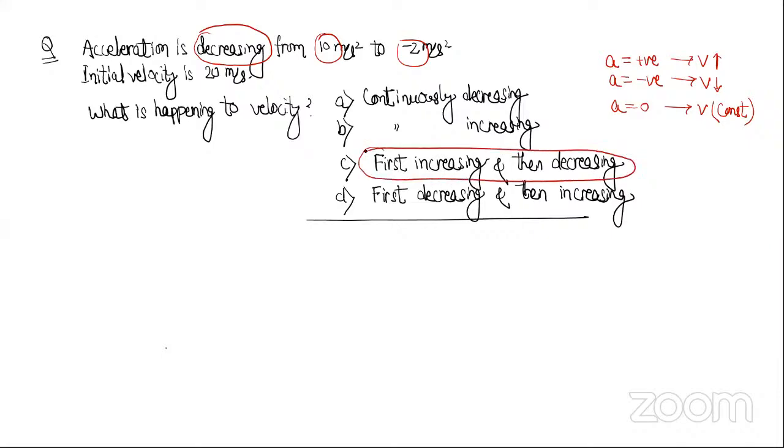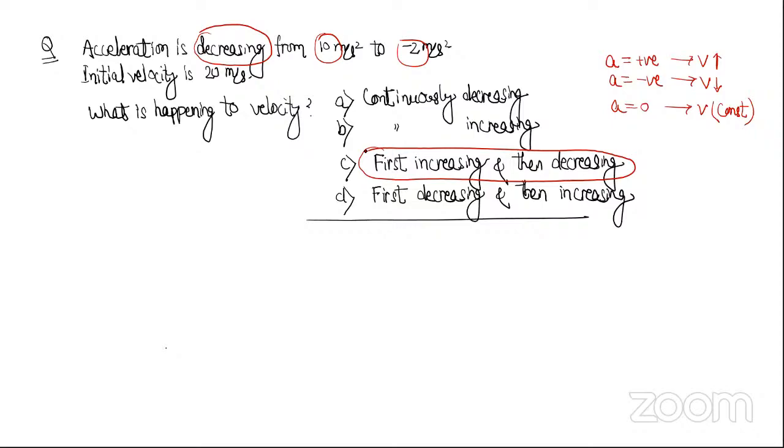Now, what is the meaning of acceleration decreasing? Acceleration becoming 10 to 9 to 8 to 7 to 6. That means the rate of increase of velocity is decreasing. When acceleration is +10, velocity is increasing at a faster rate. When acceleration is +9, velocity is still increasing, at a slower rate. When acceleration is +8, plus means increasing, so velocity is increasing, 8 means a little slower rate.